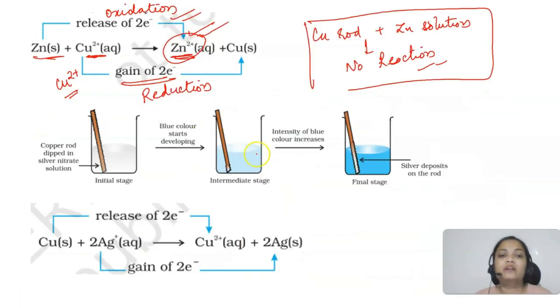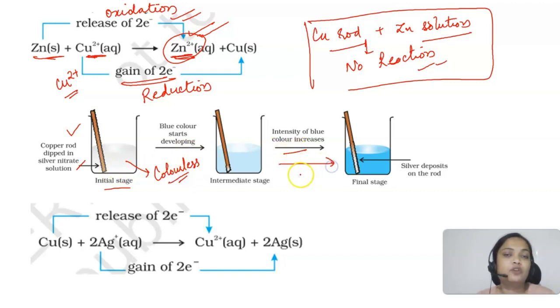Okay. Similarly, we can do one more reaction. Here we have dipped a copper rod in silver nitrate. If I dip a copper rod in zinc solution, then nothing will happen. But if I dip it in silver nitrate solution, then from colorless, the blue color starts developing, and the intensity of the blue color will increase, and silver will get deposited on the rod.